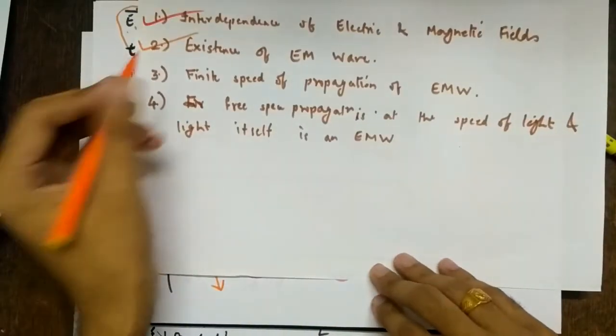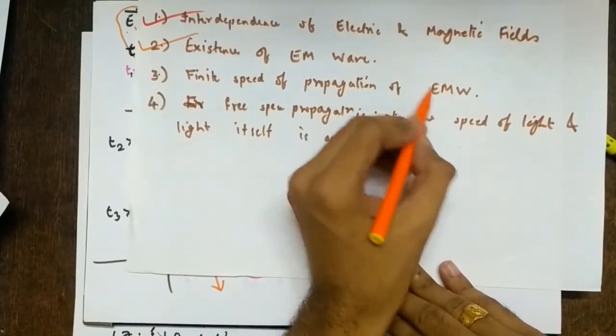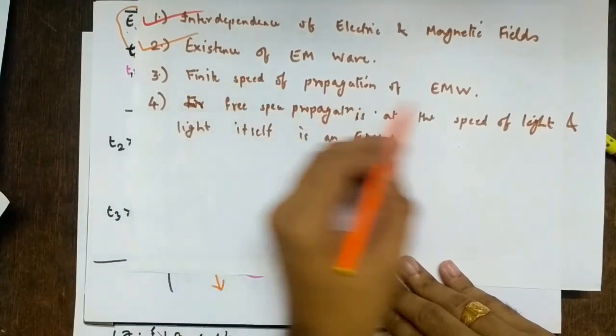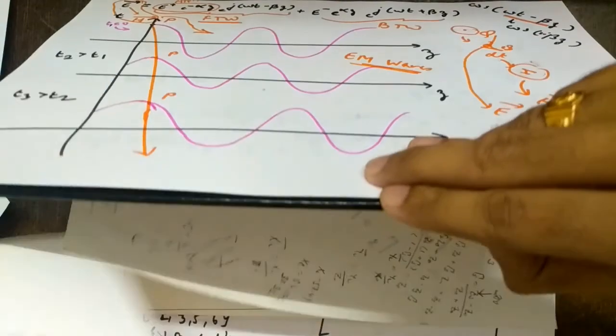Further in due course of lectures, I'll prove that the electromagnetic waves which we have talked about today have a finite speed of propagation, and that speed is nothing but the speed of light. That we will prove in due course of lectures. Okay, so we'll stop here.